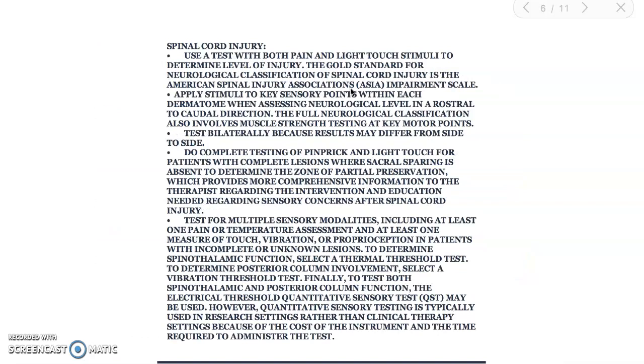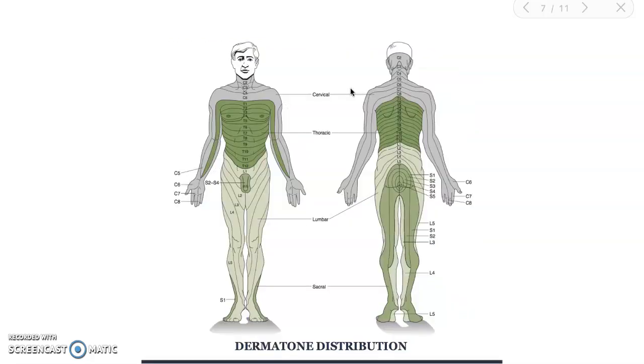For spinal cord injury, we want to use a test with both pain and light touch stimuli to determine the level of injury. The gold standard for the neurological classification of spinal cord injury is the ASIA impairment scale. We want to apply the stimuli within each dermatome, make sure that we're testing each dermatome bilaterally because the results may differ from side to side. Here is an example of the dermatome distribution. So again, make sure you're testing in every dermatome region as well as testing bilaterally.